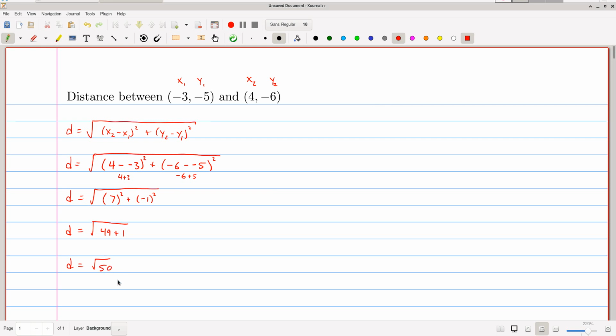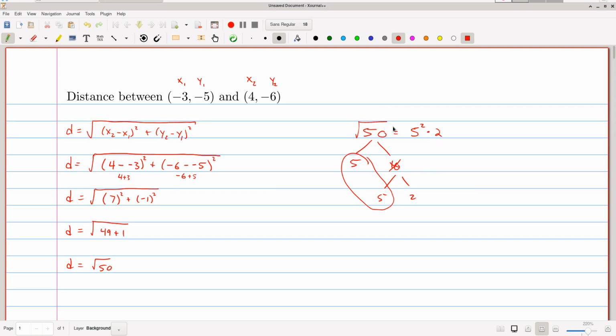Now we need simplest radical form, so we've got to break this 50 down. To do that, I'm going to write a factor tree. 50 is the same thing as 5 times 10, and 10 is 5 times 2. So I see we have a perfect square here. So we can write 50 as 5 squared times 2.